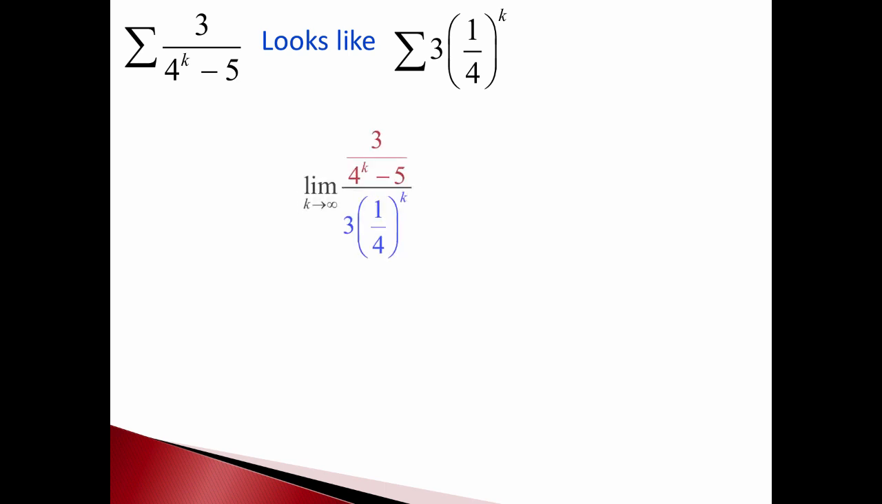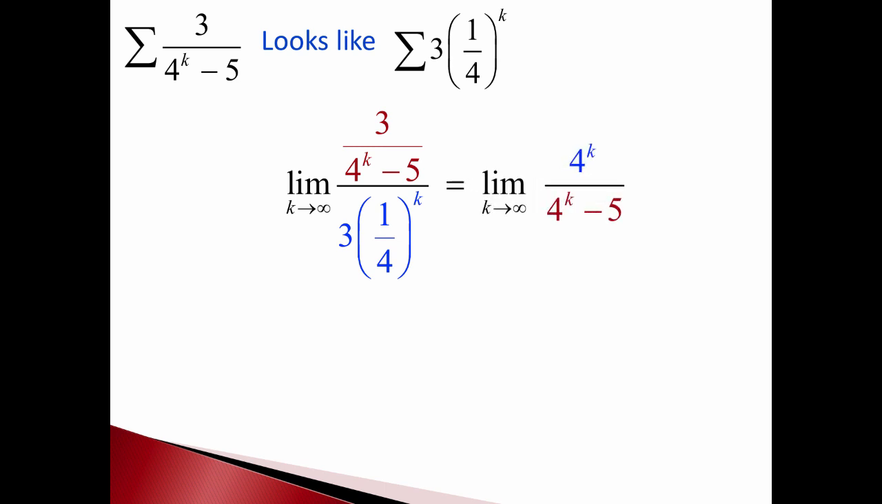Here, it doesn't matter. I'm just going to take this 3 over 4 to the k minus 5, this series that I don't know what it does, and compare it to what it looks like, which is a geometric series, 3 times 1/4 to the k. Okay? And so, I'll have to do a little algebra.